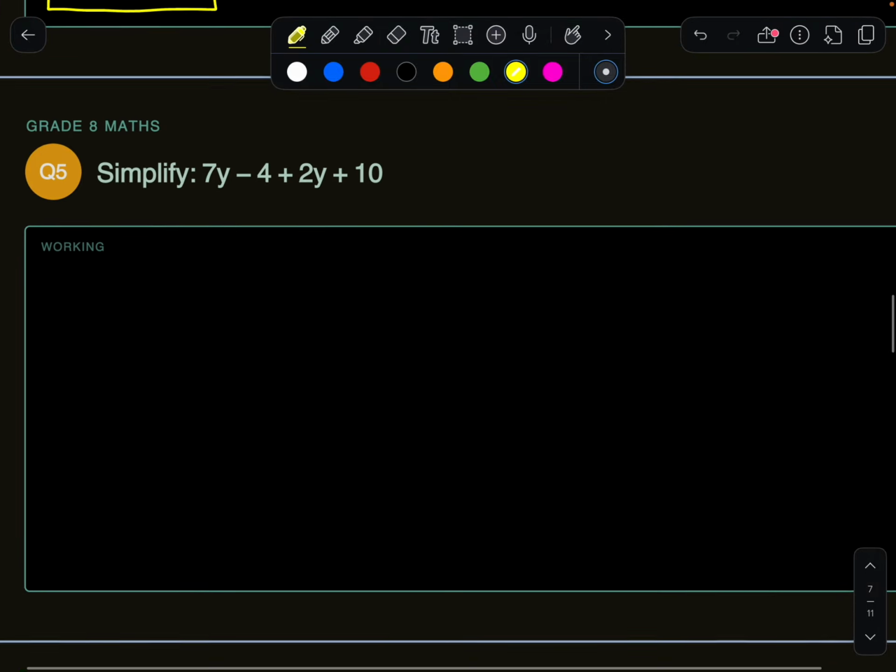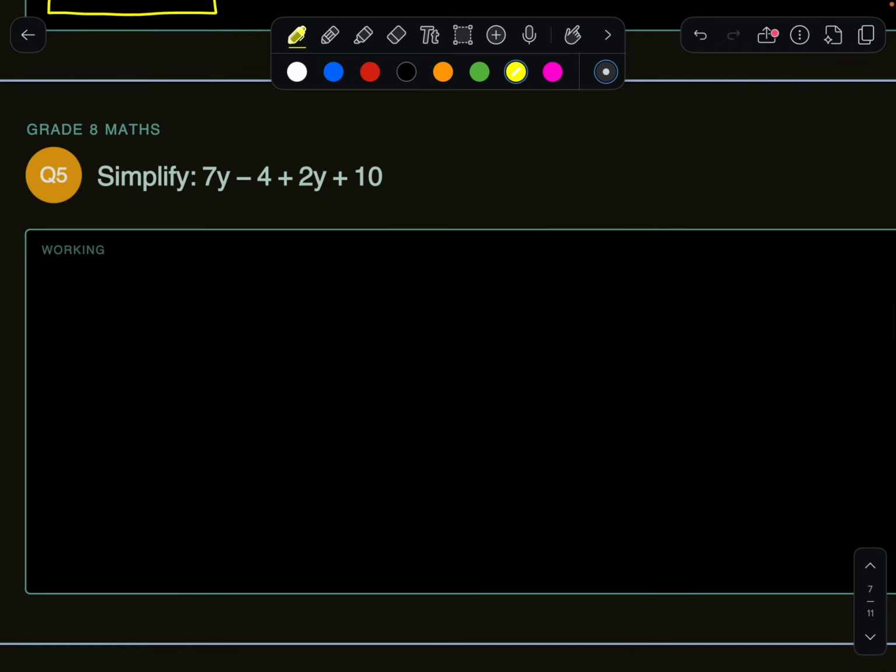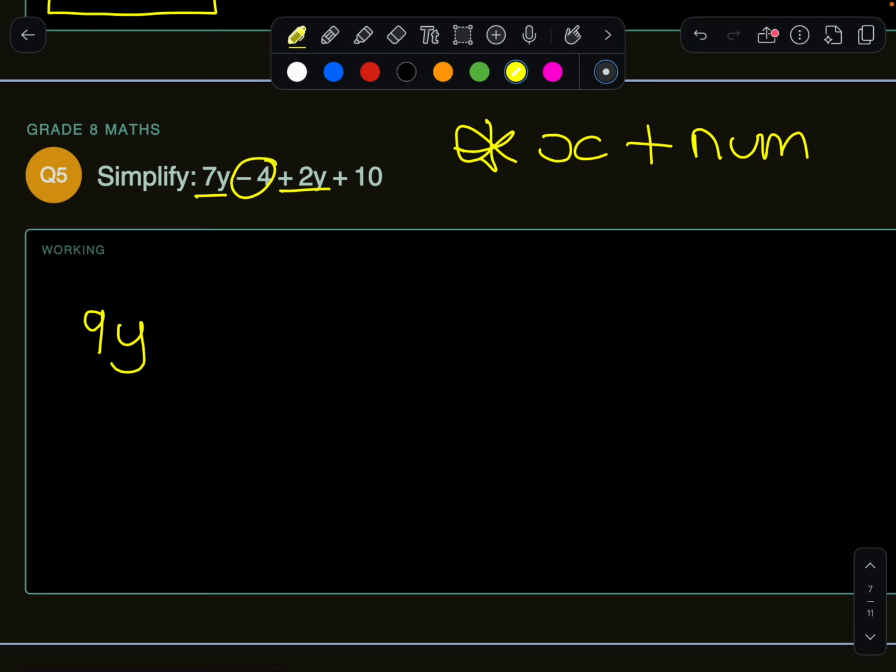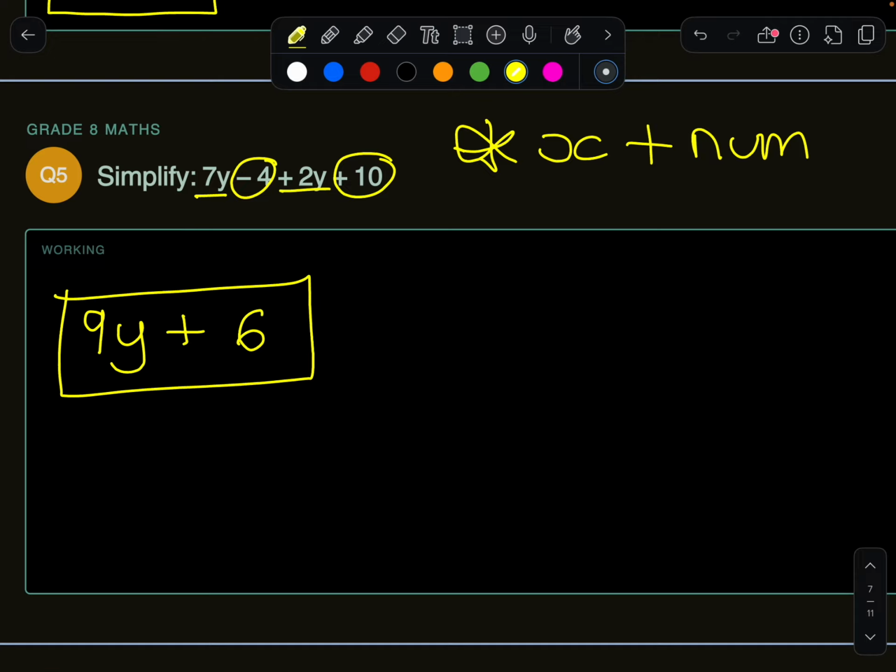Another simplifying question here. They're just checking, can you do the same thing all the time? Remember, with simplifying, you're always trying to get all the y's together and all the numbers together. Let's work through this one quickly. 7y add 2y is 9y. Minus 4, add 10 is positive 6. And that is as simple as we can go for that one.